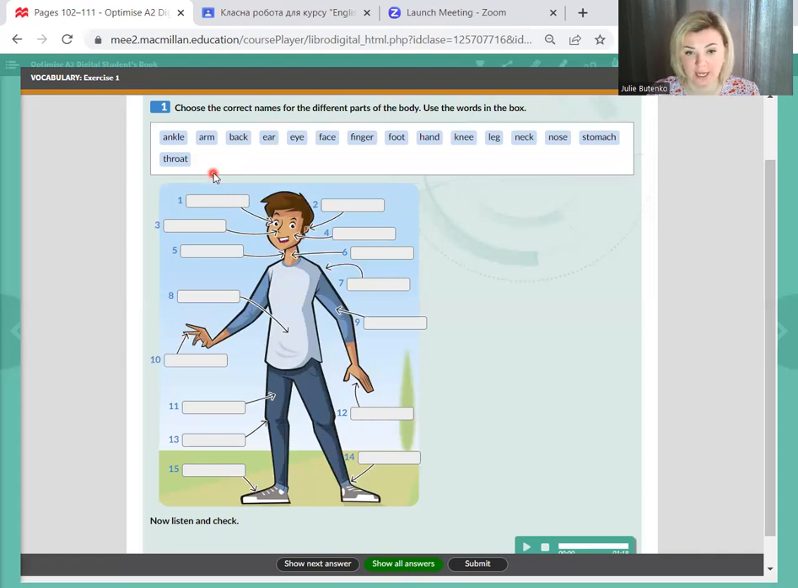I give you some time to look at this picture and label the parts of the body. And then we'll check. Start doing, please, and then we'll check.